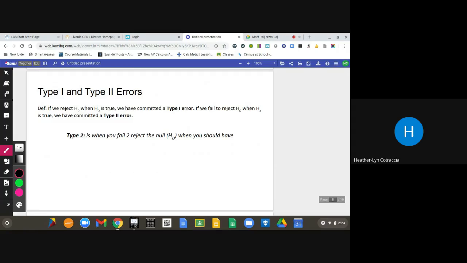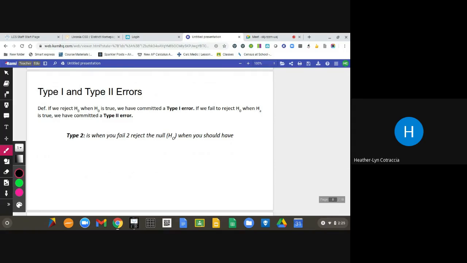We have two types of errors. A type 1 error is when you reject the null when the null was true. And a type 2 error is if you fail to reject the null, so you keep the null, when in fact the alternative was true. So you failed to reject the null when you should have, and that would be a type 2.